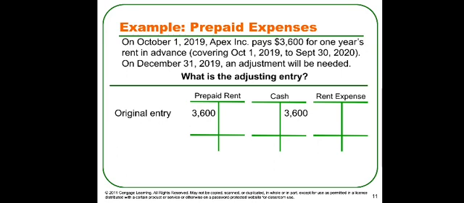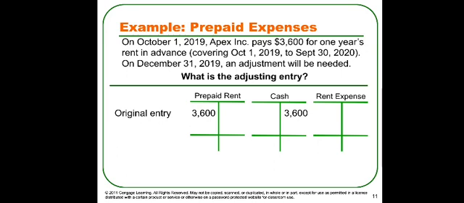And then at the same time, when you pay the rent, there is a cash out. So cash out is a decrease in asset. When there is a decrease in asset, you have to credit. So debit prepaid rent, credit account cash. That is the original entry that you do at the 1st of October.